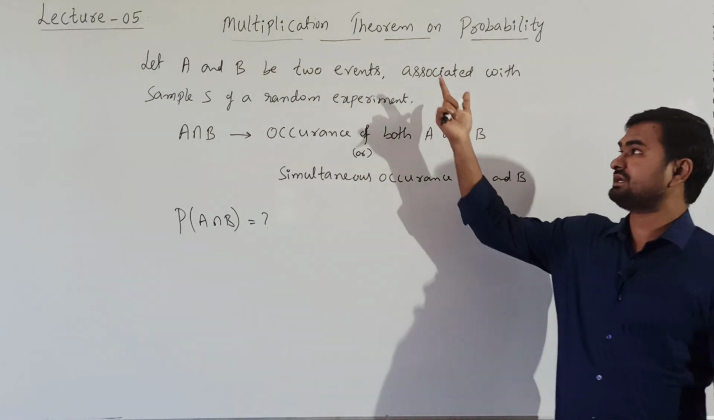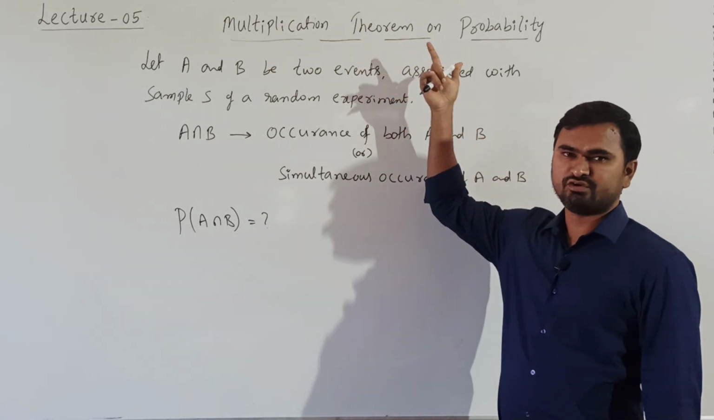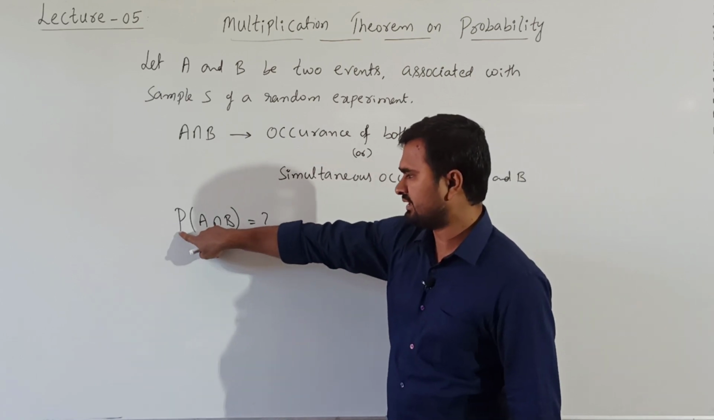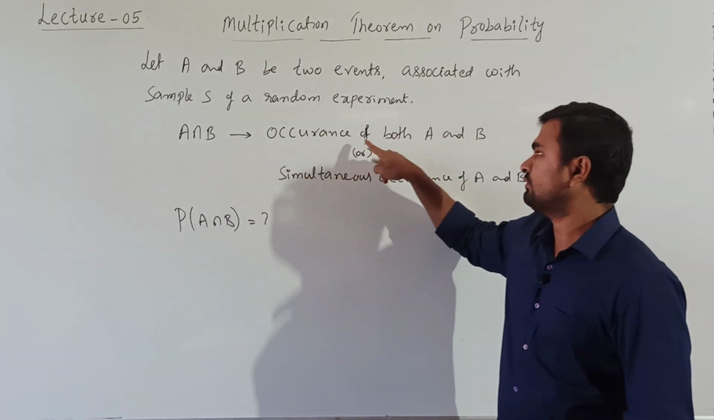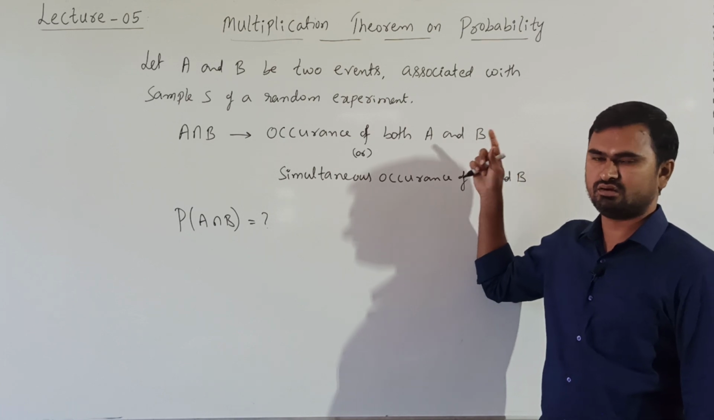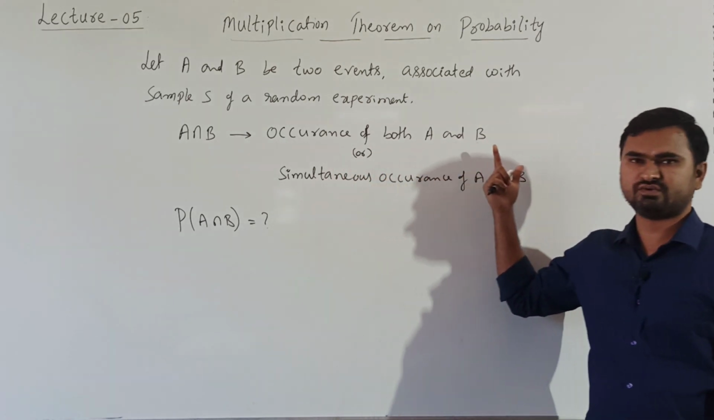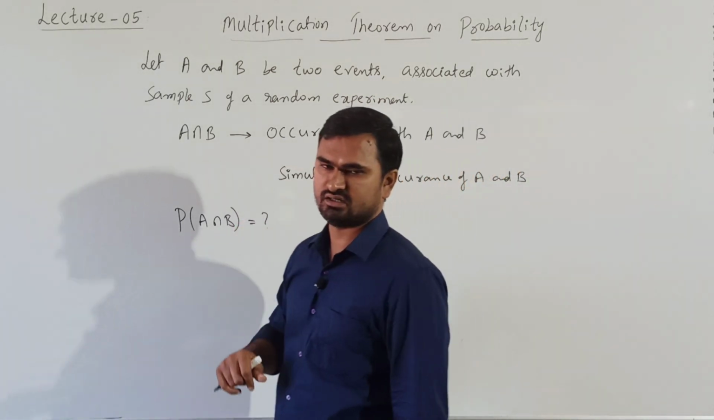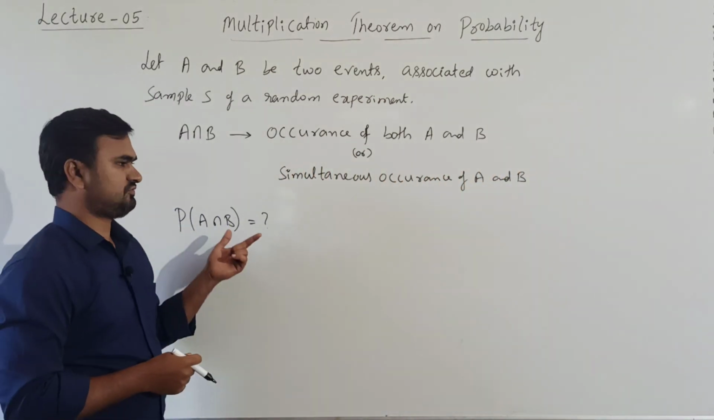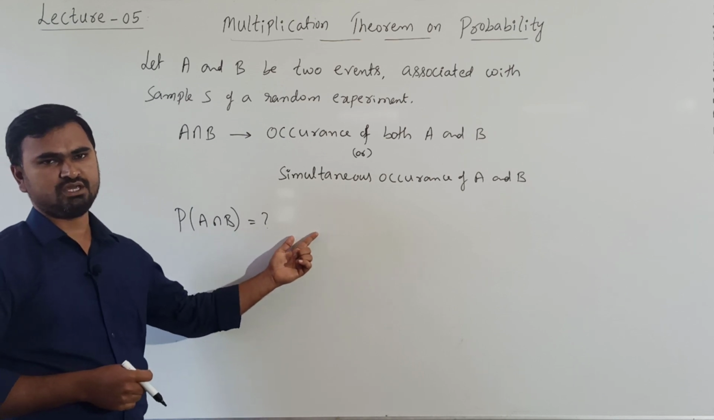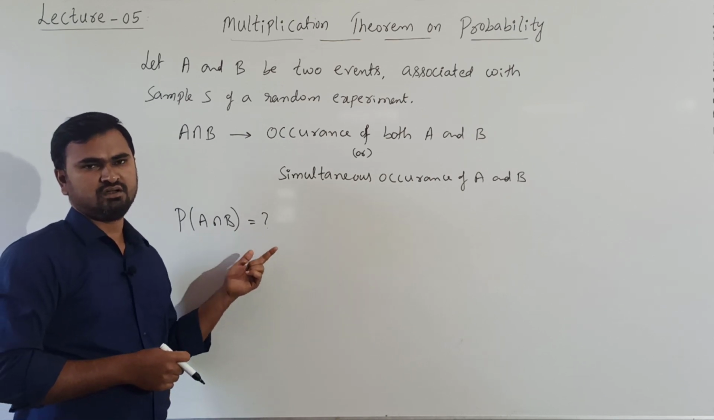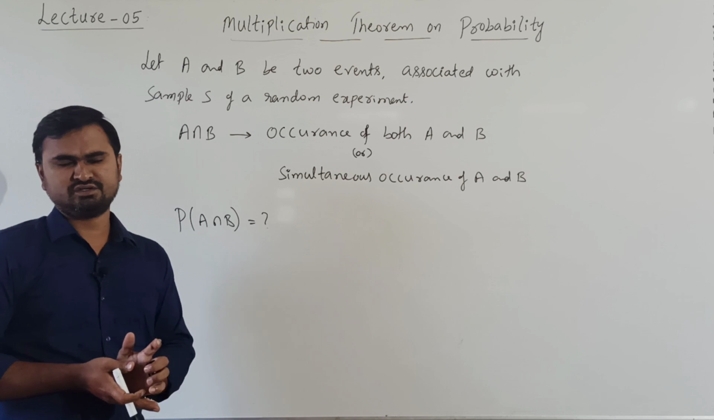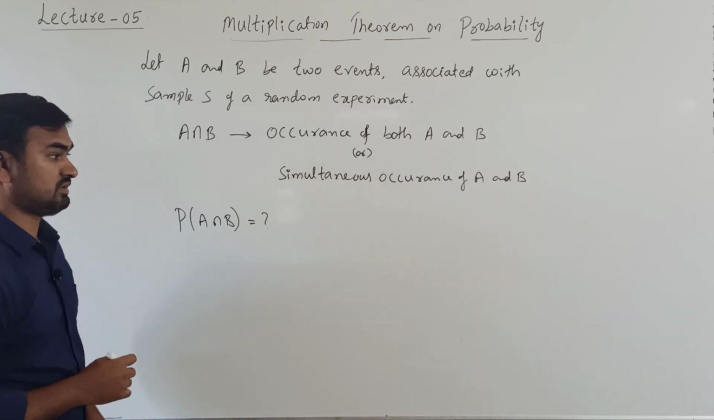The multiplication theorem is used for finding the probability of occurrence of both the events A and B, or simultaneous occurrence of events A and B. So this is what we are going to study here. Now how do we find P of A intersection B? This will be found by using the previous topic we studied, that is conditional probability.